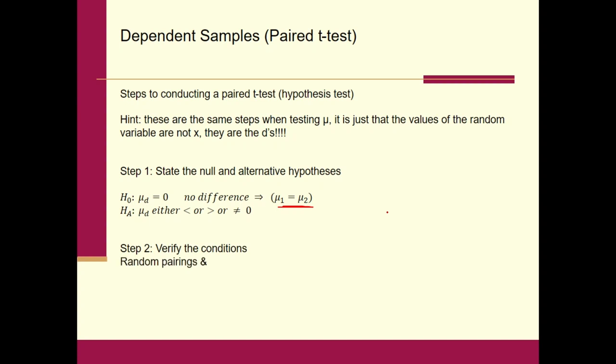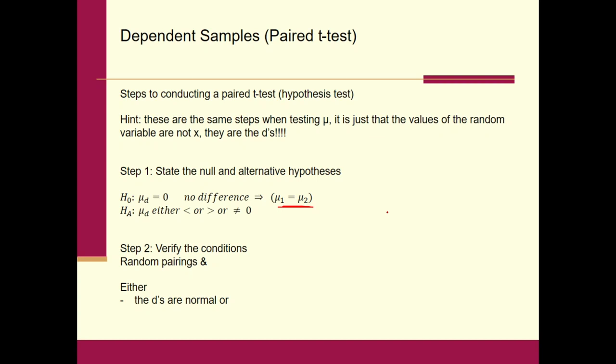Step 2, verify the conditions. So we need some randomness, right? And so we have to pick random people. Basically, you're picking these random pairings, right? You have these pairings, and you're just going to randomly pick pairings. Okay, that's what's going on. So we need to verify the conditions. 1, we need randomness. 2, either we need the d's to be normal.